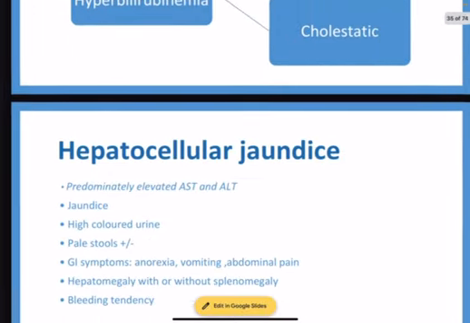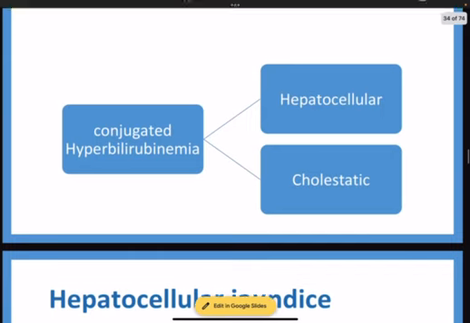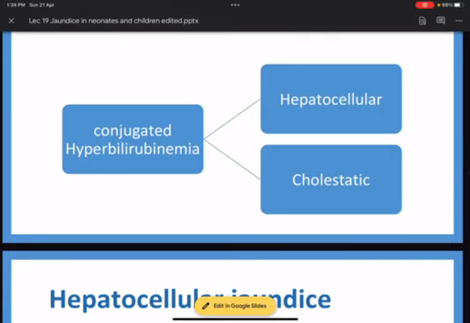Okay. Again, conjugated hyperbilirubinemia or direct. So the cause is hepatocellular, meaning hepatocytes are not doing very well producing a conjugation enzyme, or cholestatic, meaning everything is fine with the hepatocyte, but it's the outflow of bilirubin that is threatened.